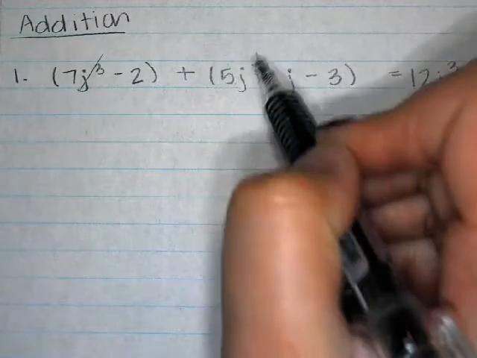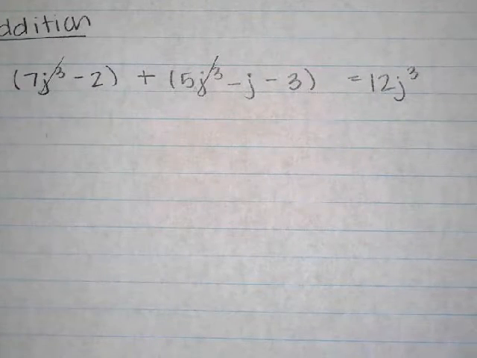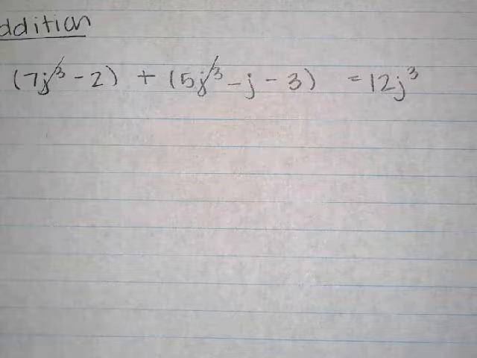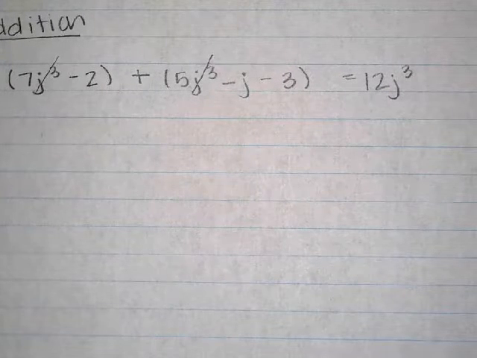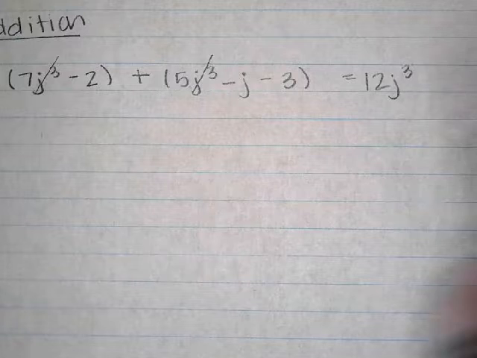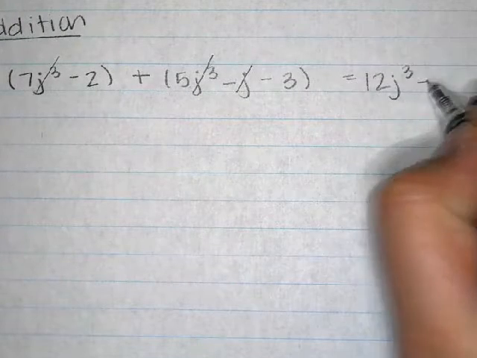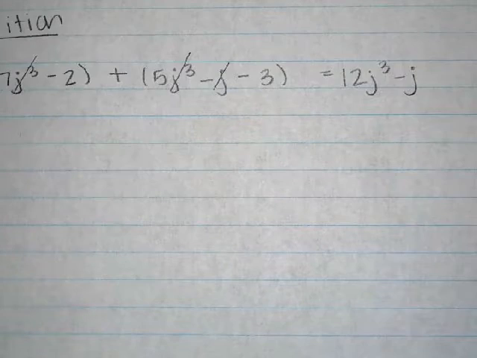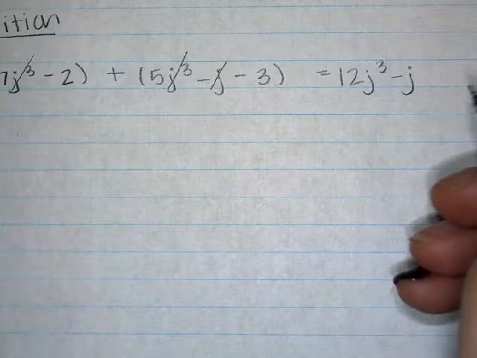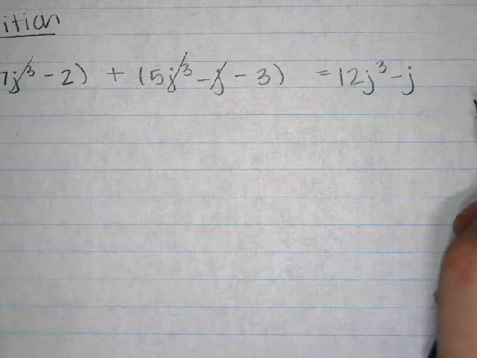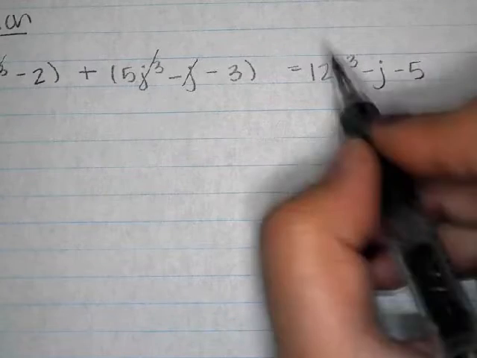So I did the first term. There's no j squared. That's what would come next. We'd have j to the third, then j squared, then the plain j's. There's only one of those, so I'm going to write that next. So then we write negative j. And then after that, we do our plain numbers. We have a negative 2 and a negative 3, and what does that give us? Negative 5. Perfect. Okay, so that's our final answer.